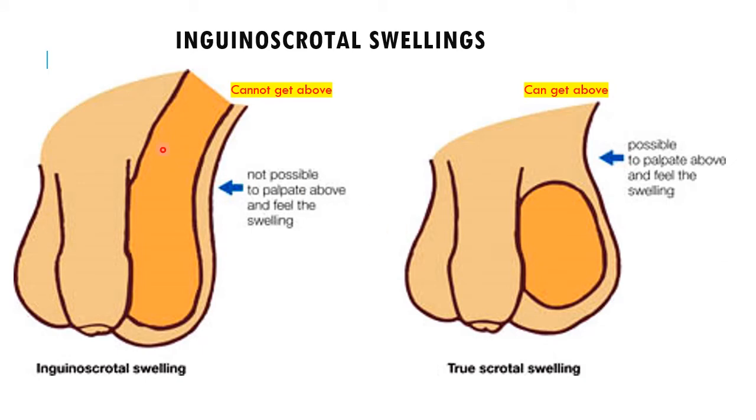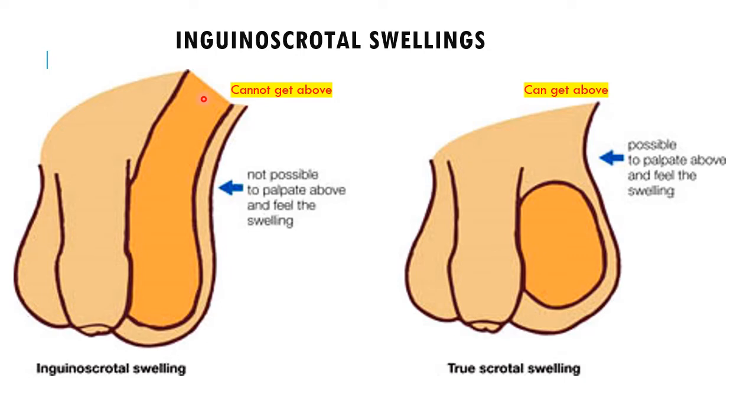Once it is in the scrotum, the lump is described as an inguinal scrotal swelling. That means it extends from the inguinal region into the scrotum. With such swellings, you cannot get above the swelling. It is not possible to palpate above and feel the swelling. That means it is continuous. There is no upper border of the swelling.